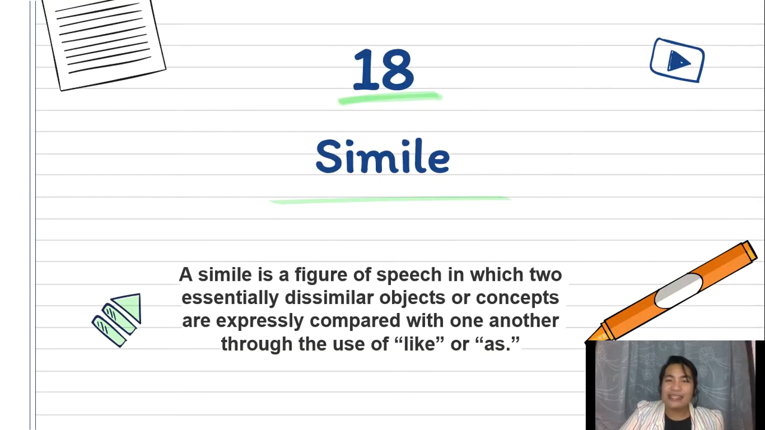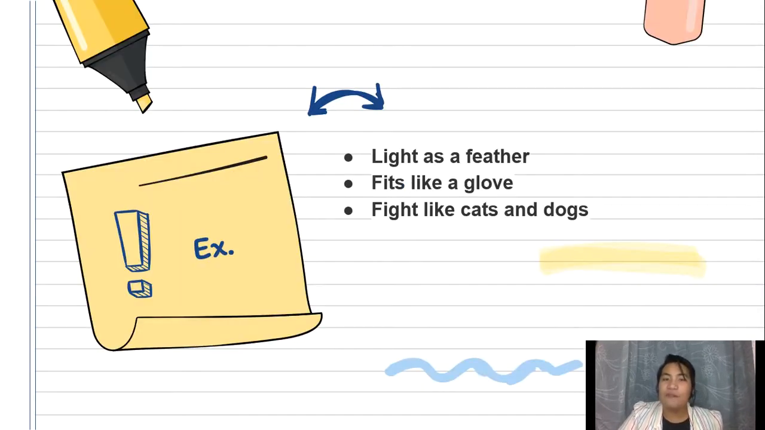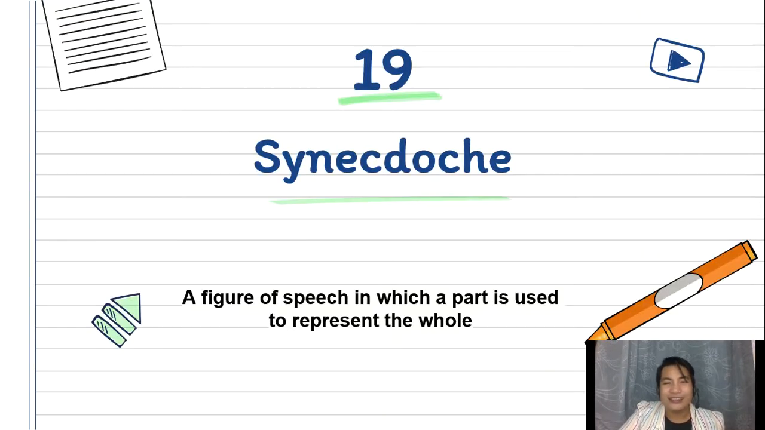Number 18, simile. A simile is a figure of speech in which two essentially dissimilar objects or concepts are expressly compared with one another through the use of like or as. For example, light as a feather, fits like a glove, fights like cats and dogs.